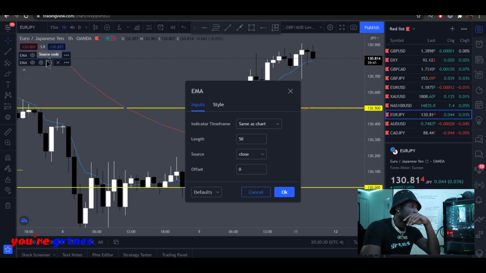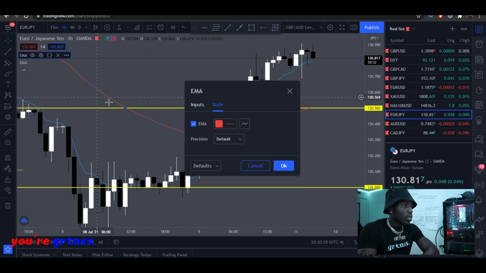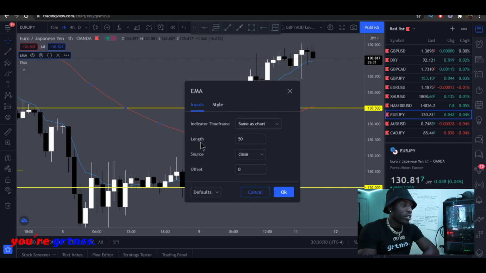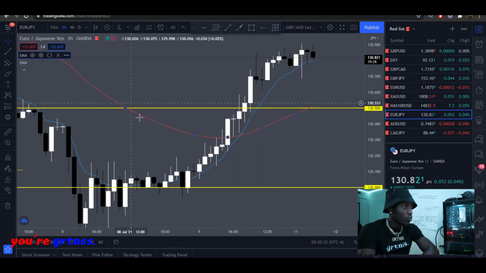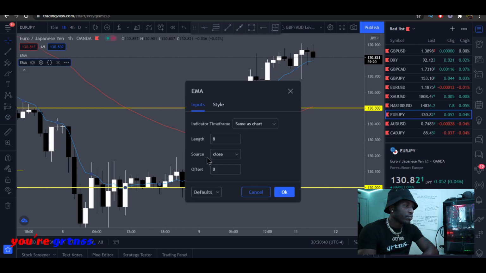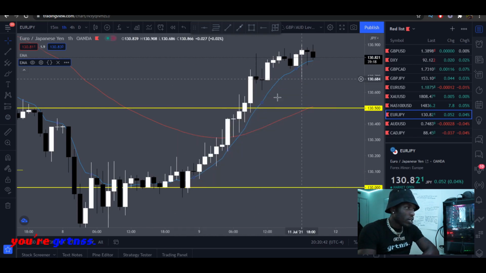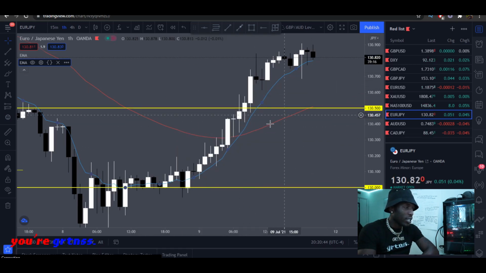So this blue line here, this red line right here, length is 50. Length means this is the 50, so this line represents the last 50 candles. This blue line represents the last 8 candles. So this red line is essentially the last 50 candles.